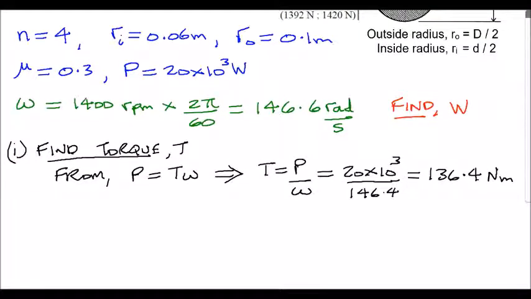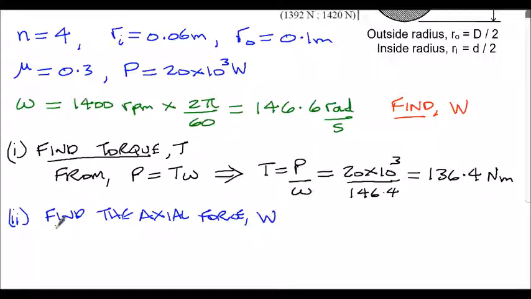Now, make sure we pick up the appropriate formula. We're talking initially about the constant pressure assumption, so a more complicated formula here. I'm going to use the torque formula and rearrange it to find the axial force. Again, a little bit of transposition required. So I'm going to find the axial force now, that symbol W in our equations. That's the force that's pushing the various clutch plates together.